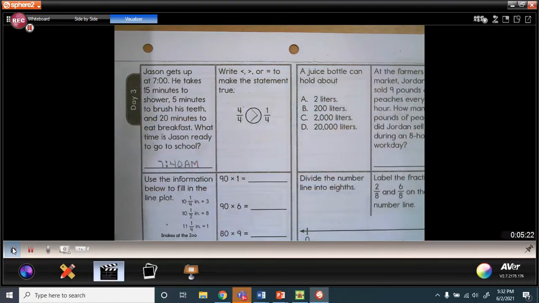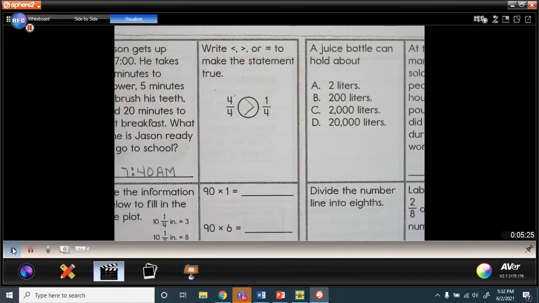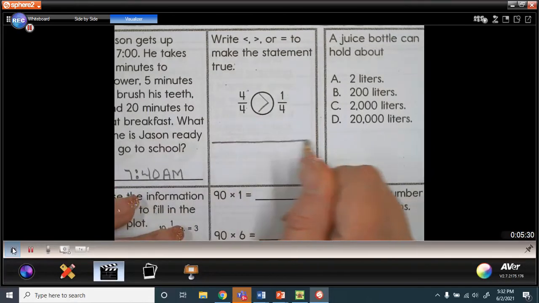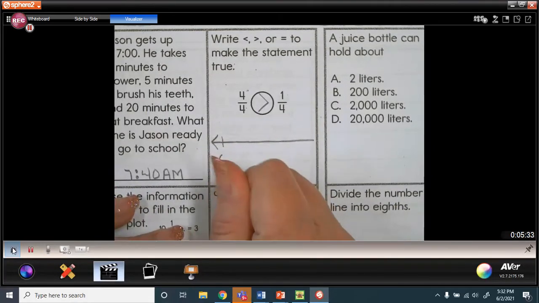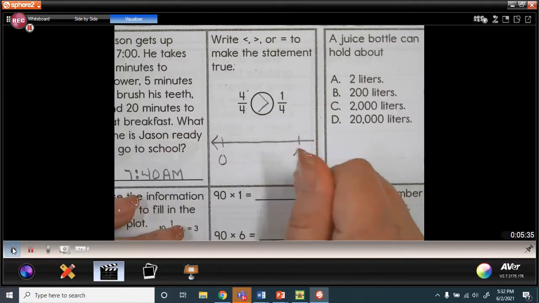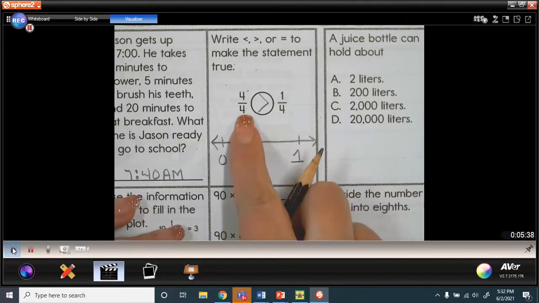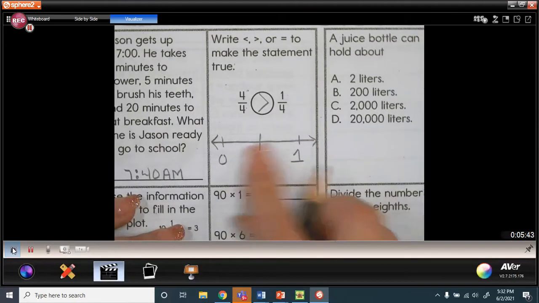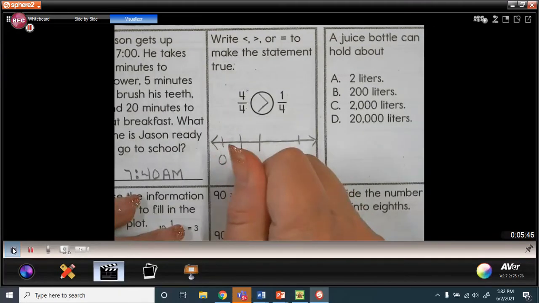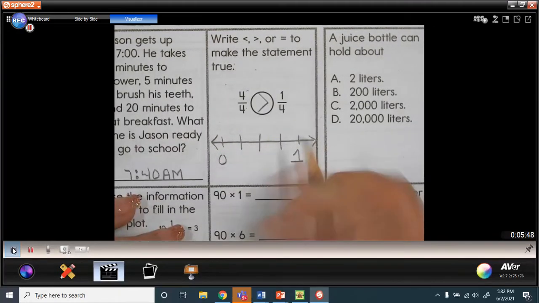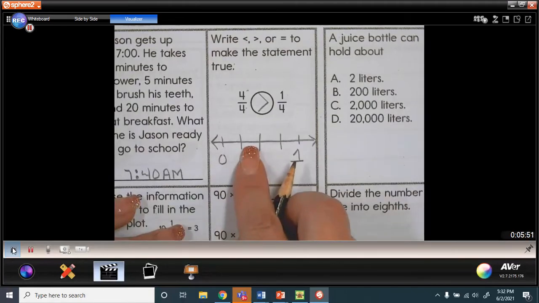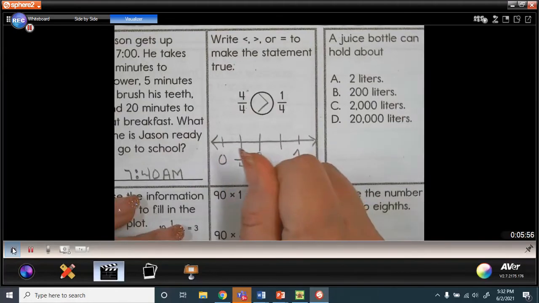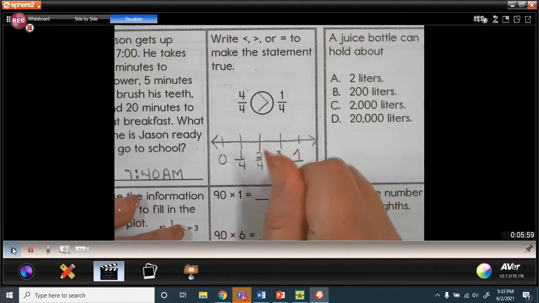If I wanted to show this on a number line, and I'm just going to zoom back in here, I could put 0 and 1 to represent the 1 whole. And then I partition it into 4 equal pieces. So cut down the middle, that's 2 pieces. I take each one of those halves and cut it into 2 more parts, which means I'm doubling my halves into fourths. So I have 1, 2, 3, 4. This is 1 fourth. This is 2 fourths, which is also half, 3 fourths.